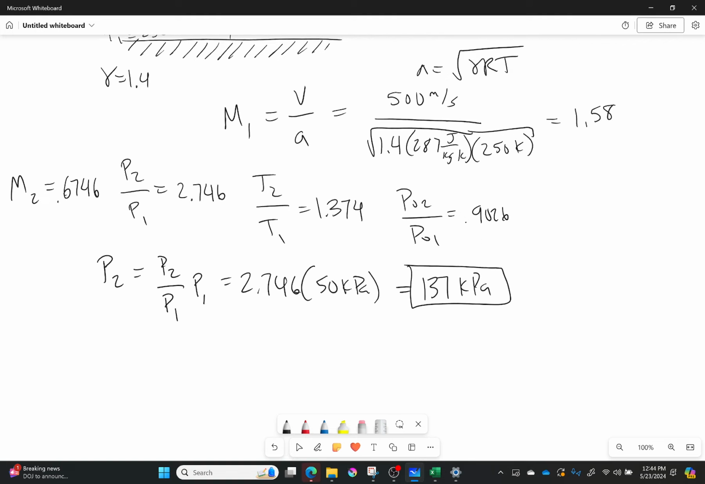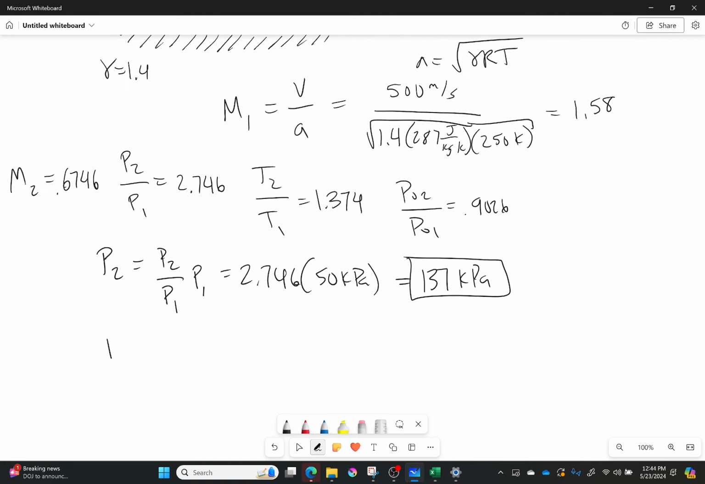Now let's do T2. And just as a note here, you're going to see this whole T2 is equal to T2 over T1 times something else a bunch. You do this all the time with these normal shock problems and with oblique shock problems, pretty much all of them. So just get used to this kind of chain rule initiative for all these. So it's going to be 1.374, that's T2 over T1, times the temperature initially, which was 250. And that comes out to be 344 Kelvin.